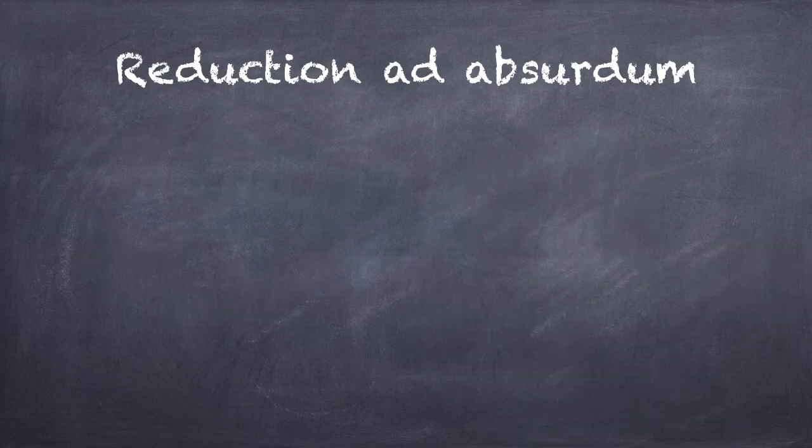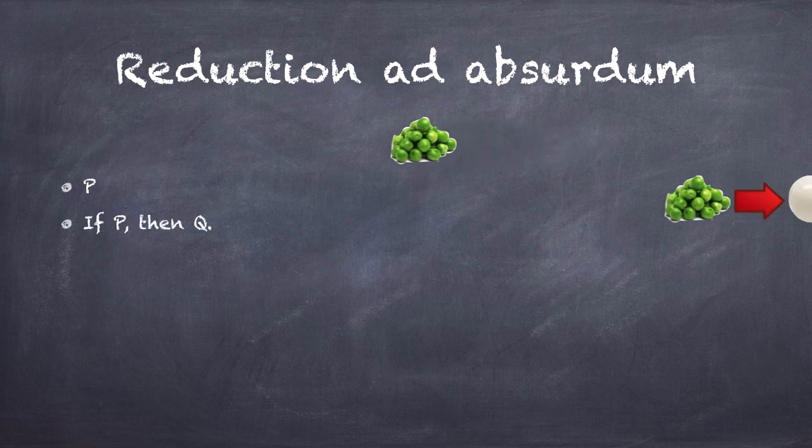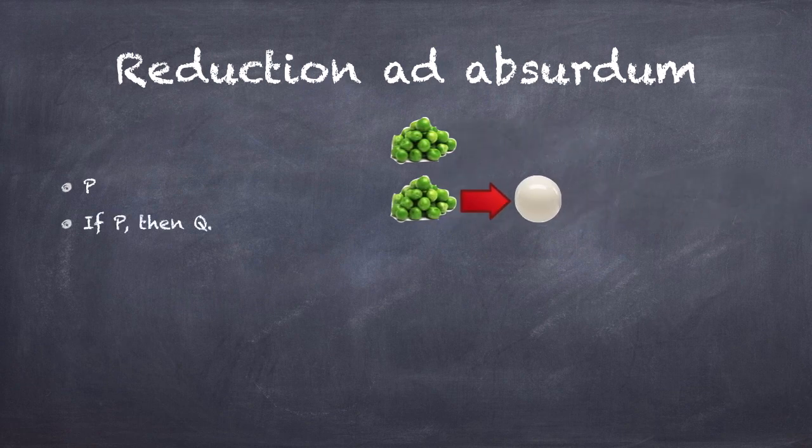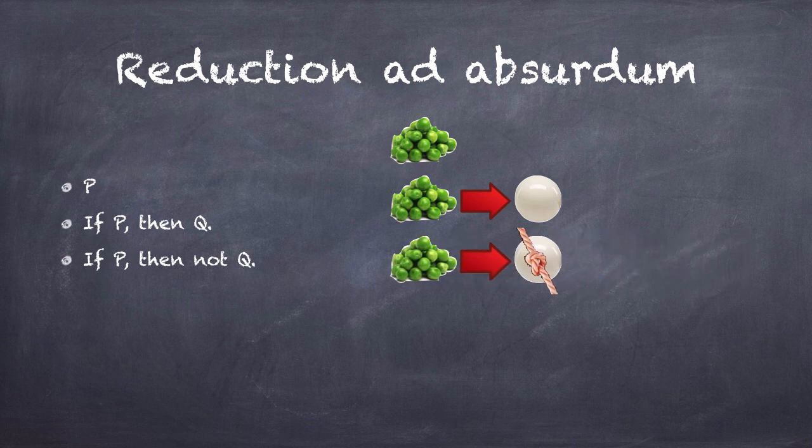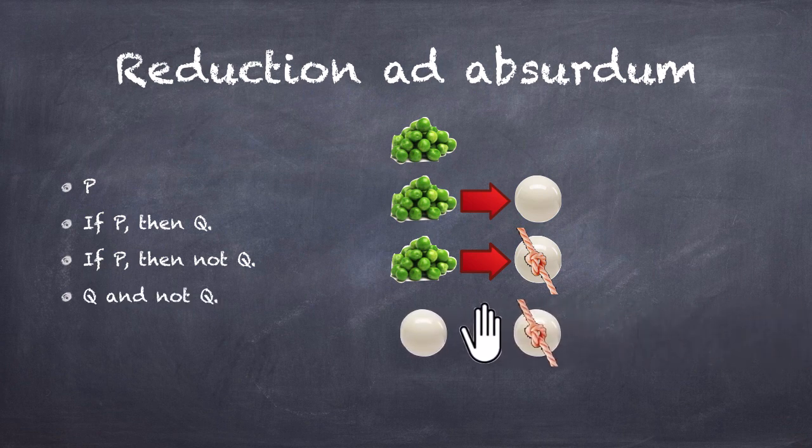Here is the form of reductio ad absurdum. First, we assume the proposition. Next, we have a conditional such that P is sufficient for Q. Following that, we have a conditional such that P is sufficient for the denial of Q. So we infer both Q and not Q. So using conjunction introduction, we have the contradiction Q and not Q. Since P implies a contradiction, we infer that P is not true.